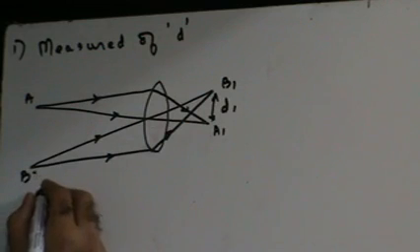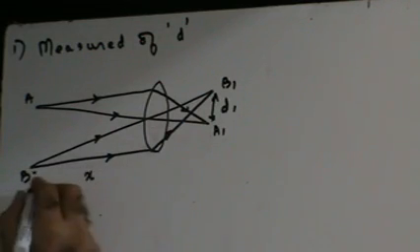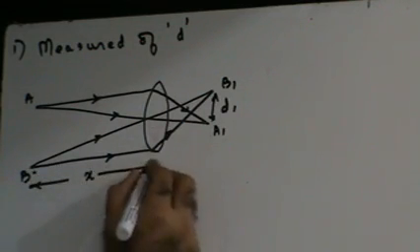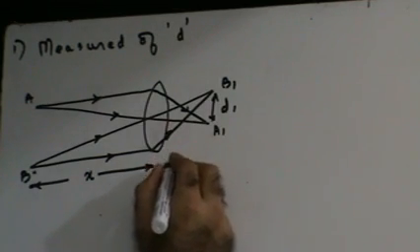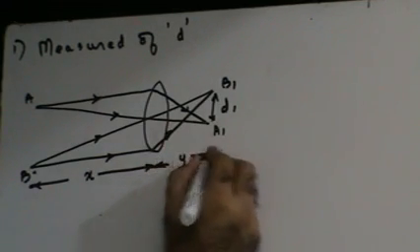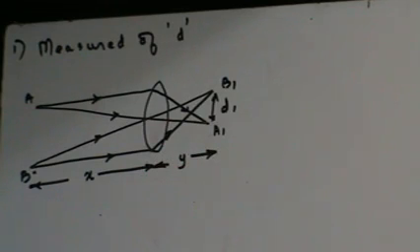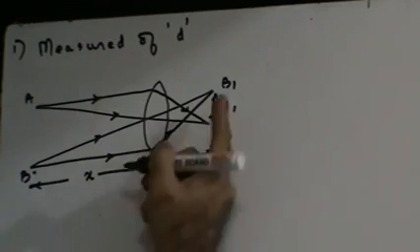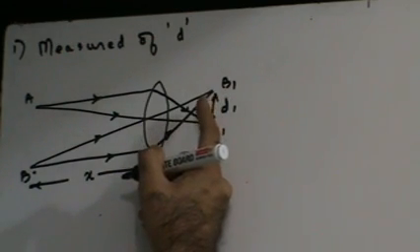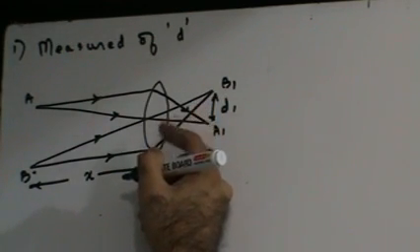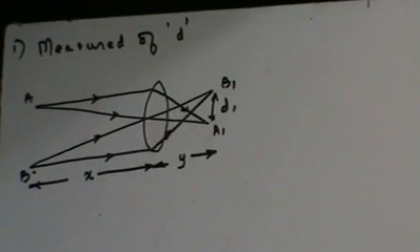Let's call the distance between the biprism and the convex lens X, and the distance between the convex lens and the eyepiece Y. Right? Repeat the same experiment, but now take the convex lens close to the biprism. Here you are getting a diminished image, a real inverted and diminished image.